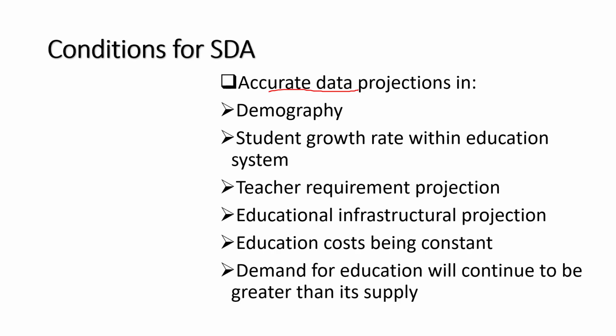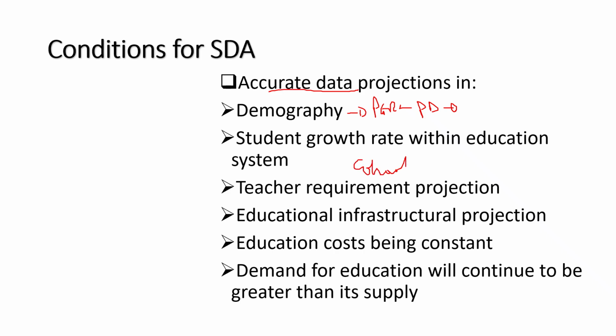But for the case of social demand approach, data projection is very important, because we have to project demographic data, in terms of spatial population growth, population growth rate, population density, and population issues like fertility, etc. So you need to have demographic information of the population for which you want to plan for social demand approach.